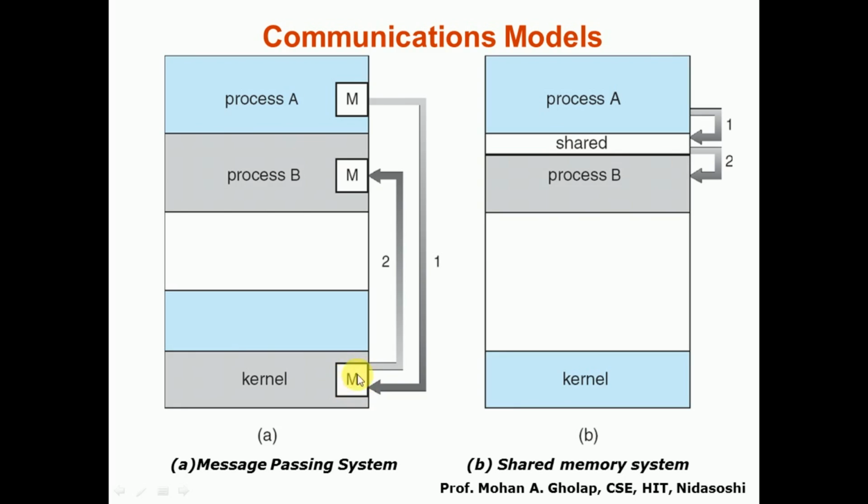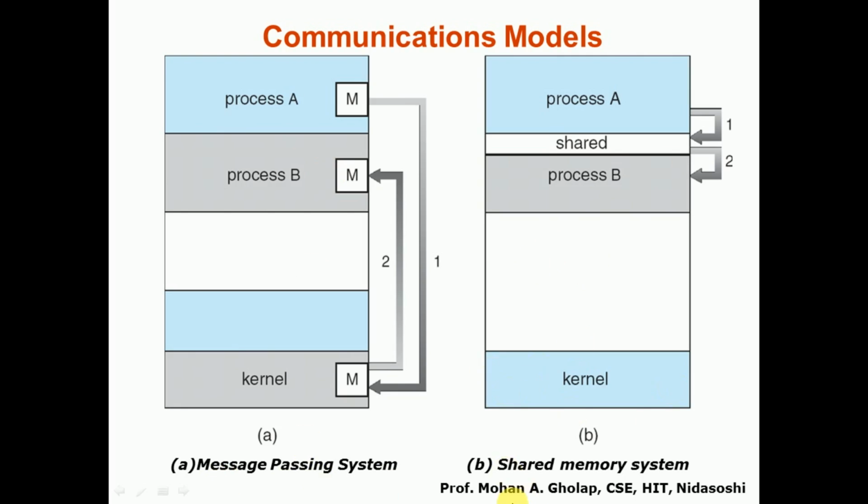When the kernel receives this message yum, it will come to know that this message is to be sent to process B. So it will simply forward this message to process B. This is the second activity. As a result, through the kernel, process A is able to send information to process B. This is nothing but the message passing system. Again, in the next slide we will discuss these two models in detail.